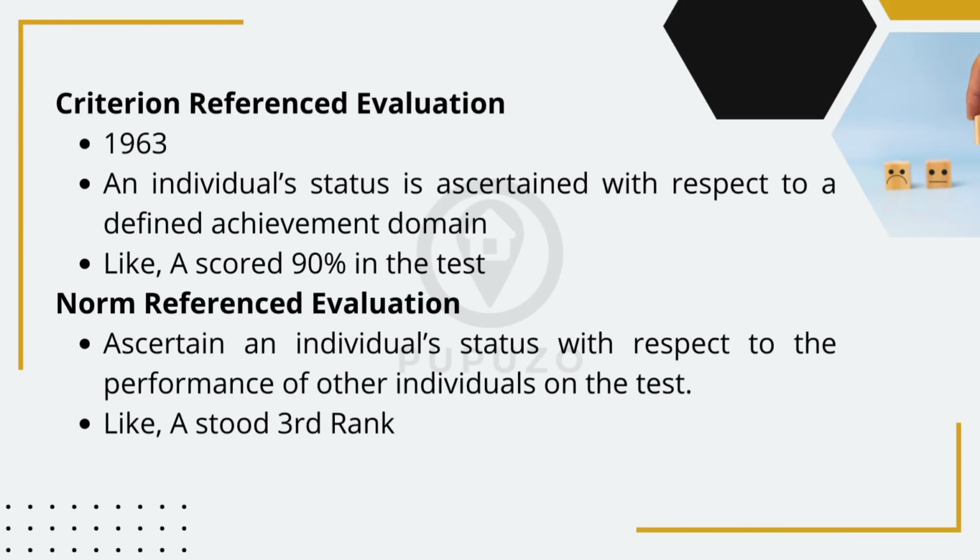Now, let's explore two different evaluation approaches: criterion-referenced evaluation and norm-referenced evaluation. Criterion-referenced evaluation determines an individual's status with respect to a defined achievement domain. For example, it assesses how well an individual meets specific criteria or standards. Norm-referenced evaluation, on the other hand, compares an individual's performance to the performance of others on the same assessment. It provides a rank or percentile to indicate where an individual stands in relation to their peers.